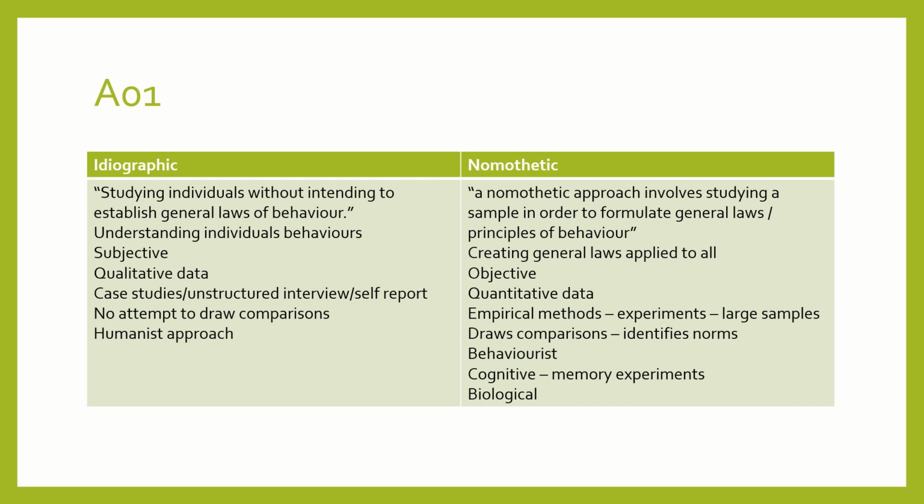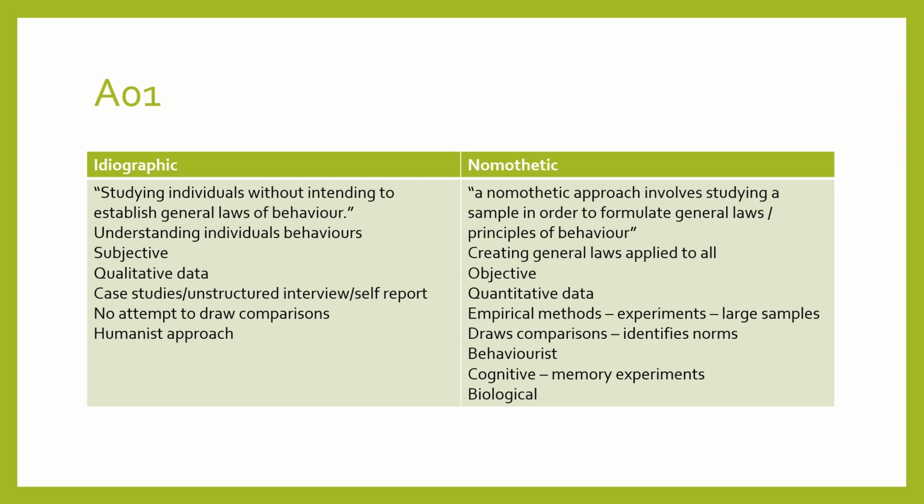And when we talk about general laws, generally what we mean is theories. So almost every theory you've looked at is developing general laws into behaviour. So as it says there, general laws that can be applied to everybody. The data collected is generally more objective and scientific and is usually more quantitative data. So numerical data and figures. They use very empirical methods, so direct experimentation and observation, as it says there. So experiments, very much, again, the opposite of idiographic, with large samples instead of case studies, and it's keen to draw comparisons so that they can identify norms.